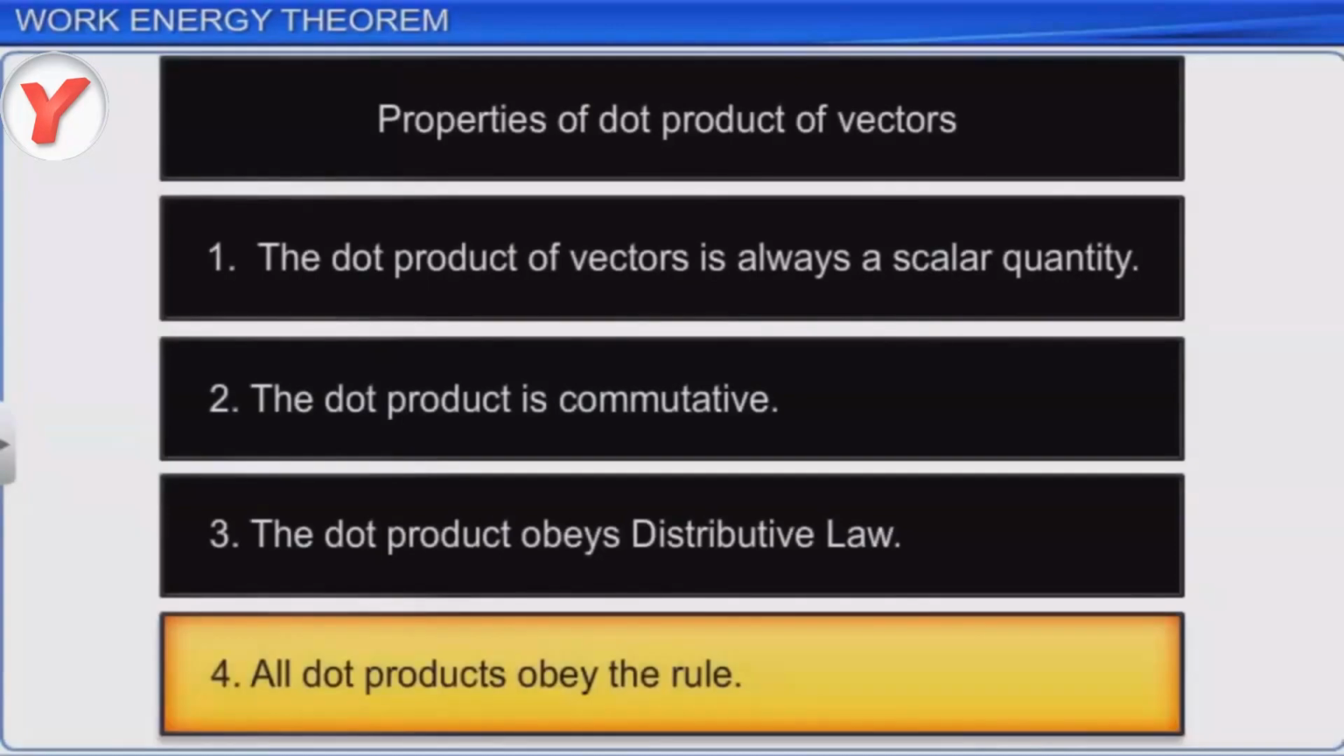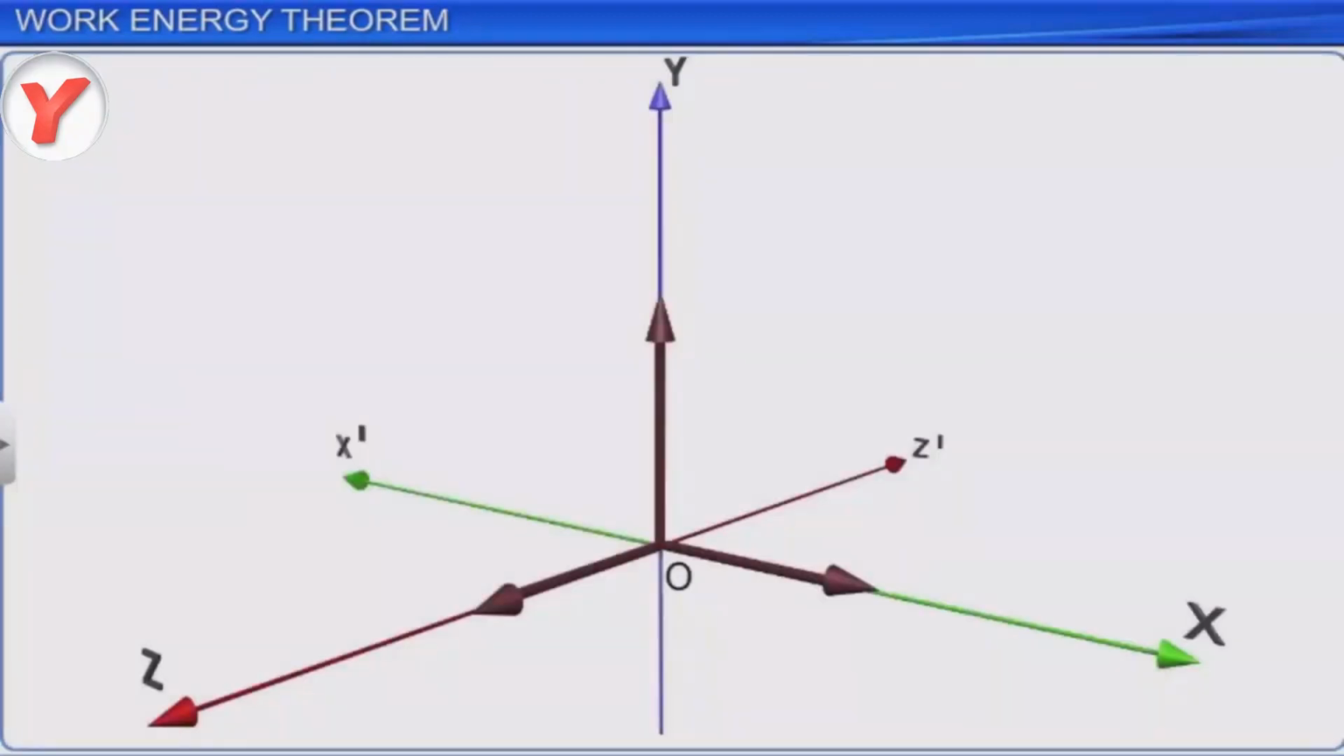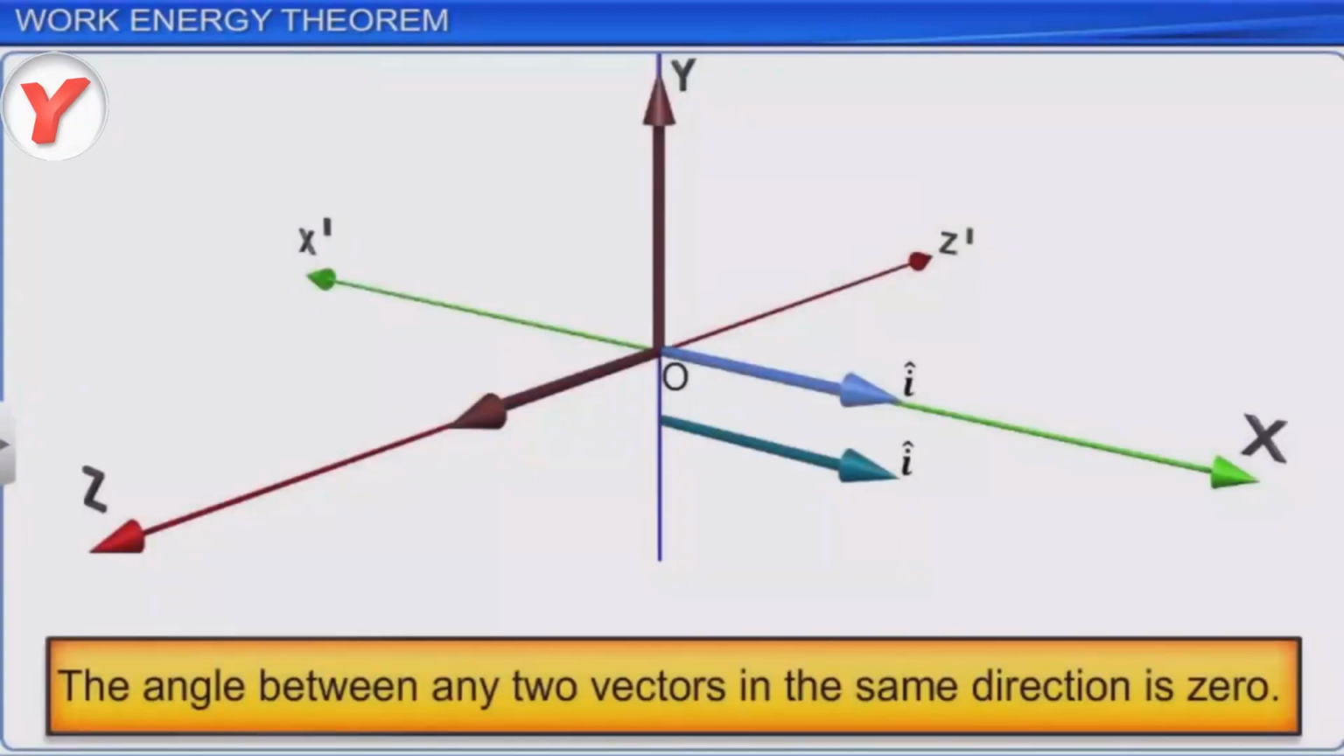All dot products obey the rule M times A dot N times B is equal to M N times A dot B, where M and N are just constants. Consider the unit vectors along the Cartesian coordinate axis I, J and K. The angle between any two vectors in the same direction is zero.